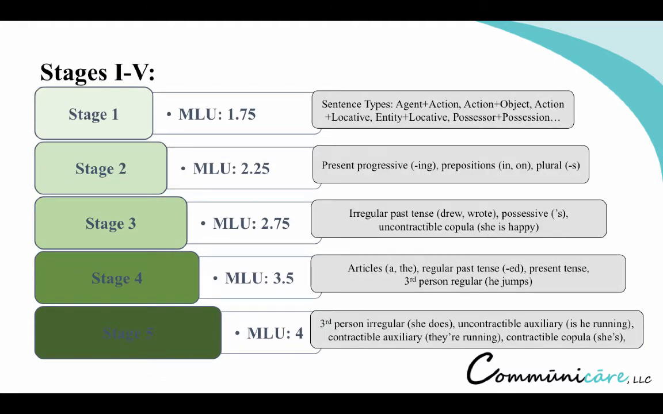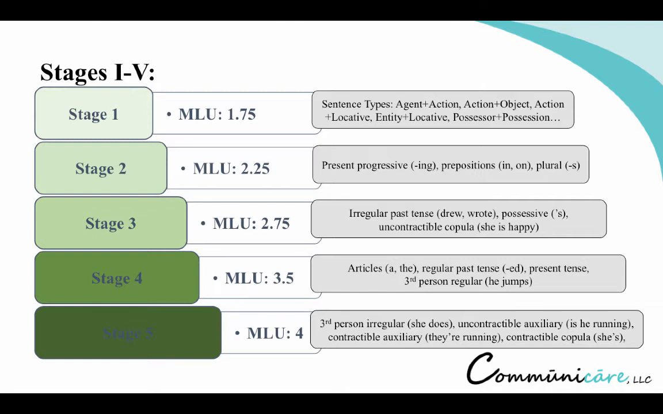Delving deeper into stages 1 through 5, it's about paying attention to what those word combinations and morphemes look like. In stage 1, there are different sentence types, but they're very basic 1 to 2 word combinations: agent action, action plus object, go horse, or I go, go there, possessor and possession, like my toys, things like that. Then looking at stage 2, an MLU of 2.25, so quite a significant jump. This is where we see more refined use of morphemes: progressive ing, the prepositions in and on, plural s.